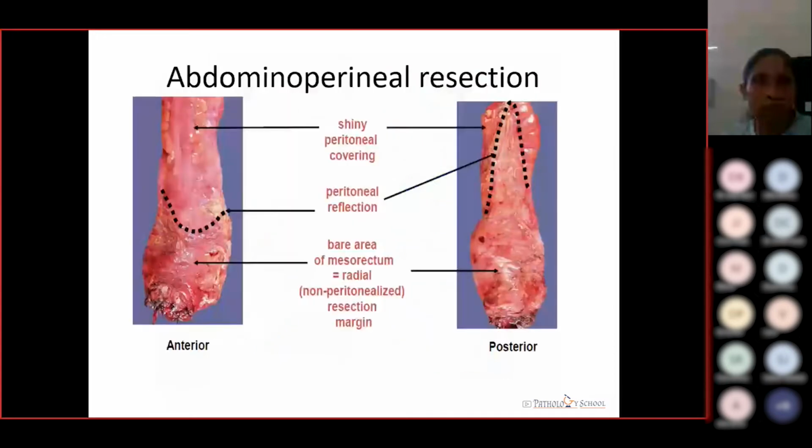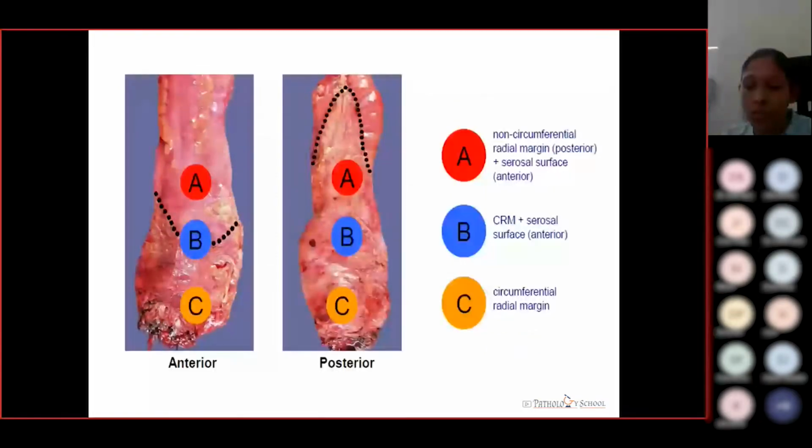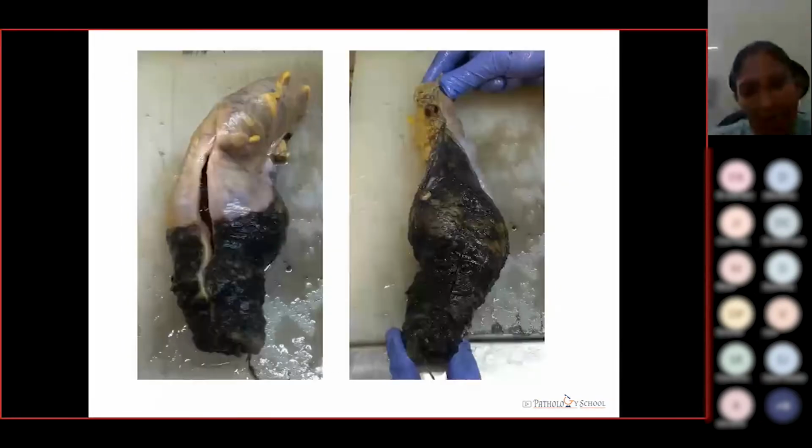This is the same depiction on a specimen. The dotted line is the demarcation between the upper serosal surface and the lower non-serosal surface. The same thing on the right side, the posterior surface, is almost not peritonealized from above downwards, the upper 2/3 and the lower 1/3. So the same thing. How do we identify this margin?